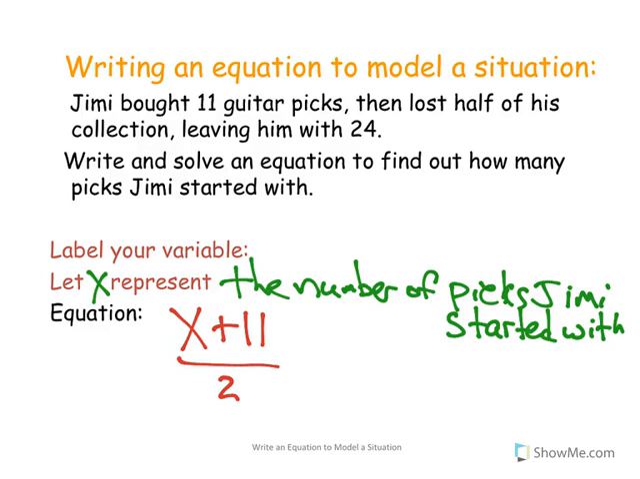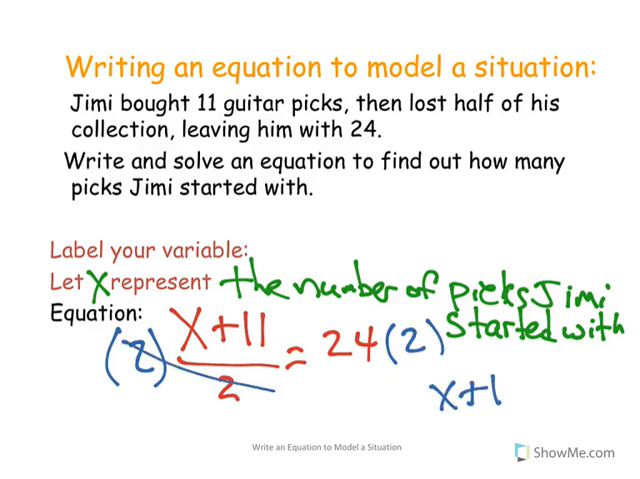Could I do X plus 11 minus 1/2 parentheses X plus 11? I guess you could do that, but that's really not going to be a very efficient way of doing this, right? He had X picks. Now he's got X plus 11. Now he loses half, meaning he's going to keep the other half. So he's got half of his X plus 11, which another way to say half is divide by 2, leaving him with 24. Okay? So we want to eliminate that denominator, so I'm going to multiply both sides by 2.